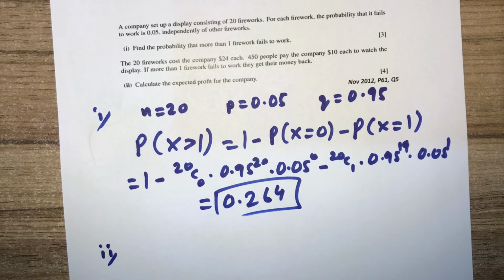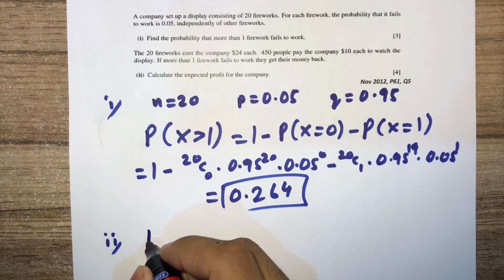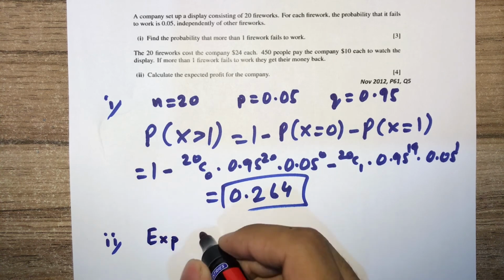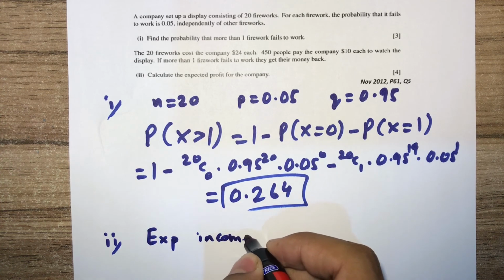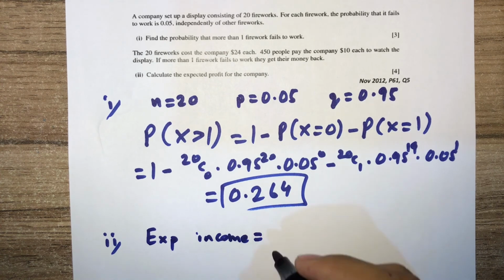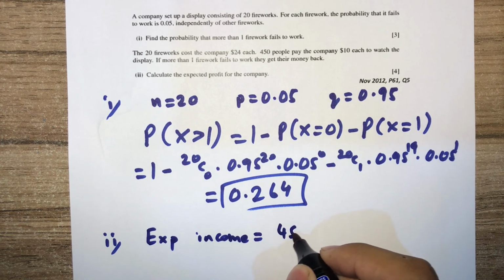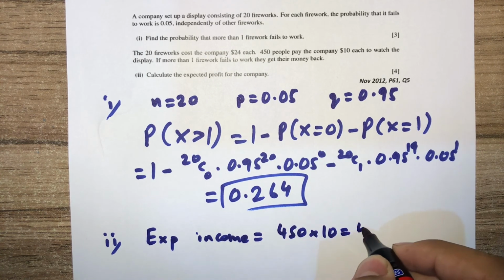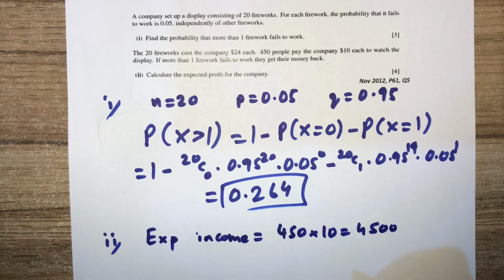the 20 fireworks cost the company $24. 450 people pay the company $10 each to watch the display. If more than one firework fails to work, they get their money back. Calculate the expected profit for the company. So first I'll find the expected income. There are 450 people, each person paying $10, so they should get 4,500 if nothing goes wrong.